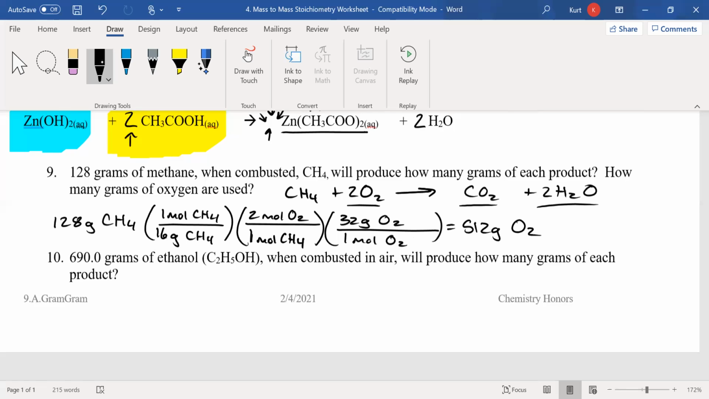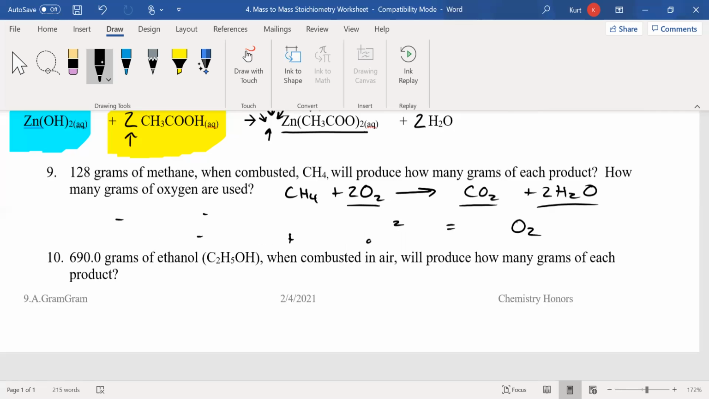Okay. Number 10. 690.0 grams of ethanol, C2H5OH, when combusted in air will produce how many grams of each product? Okay. I'm going to write that balanced equation on top, just so I have room for it, because I'm running out of real estate. And after this one, we have to get started with our new material.